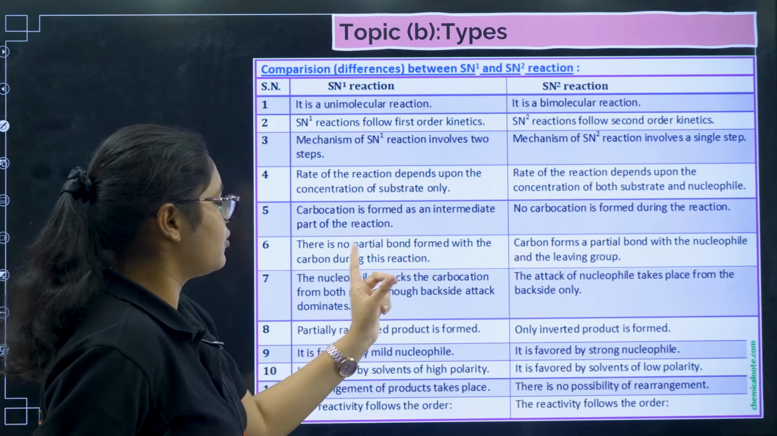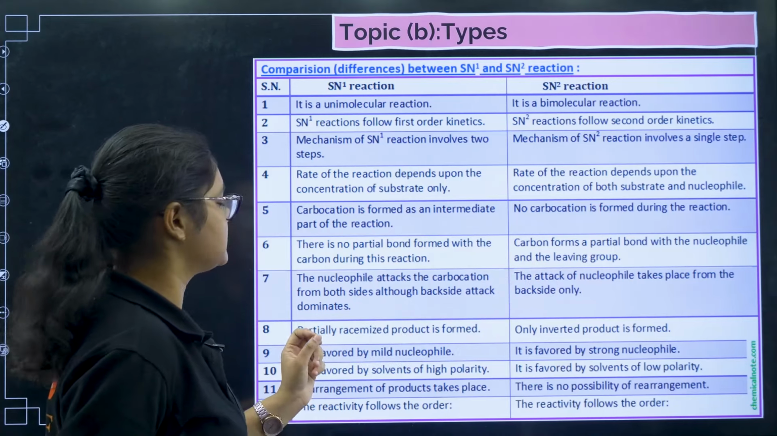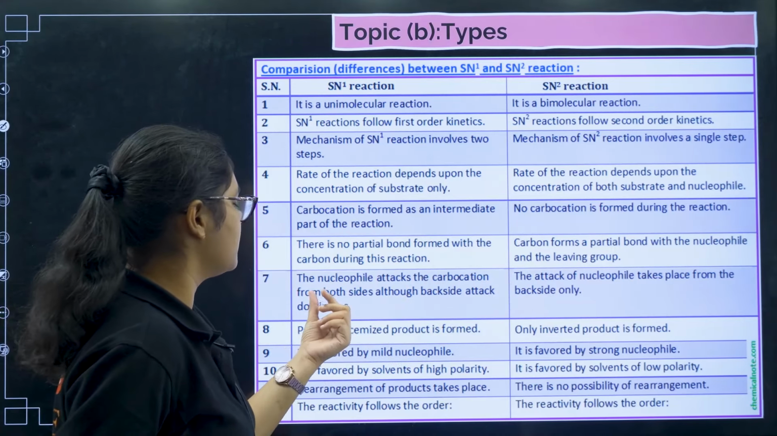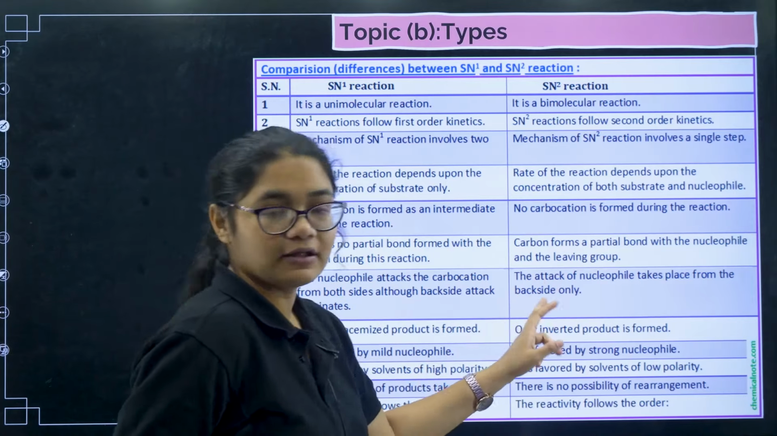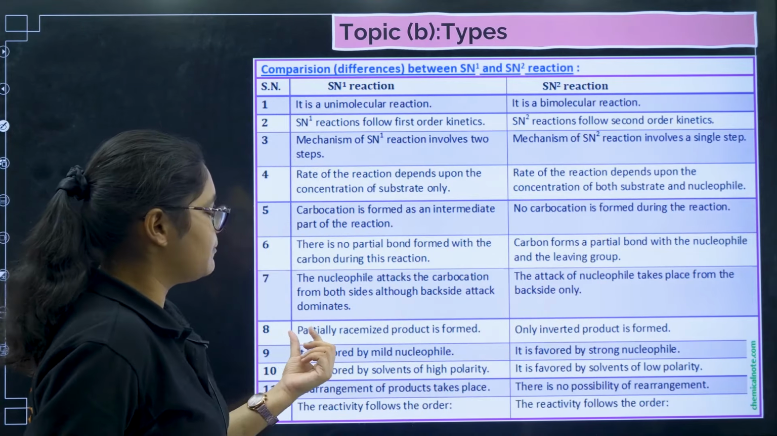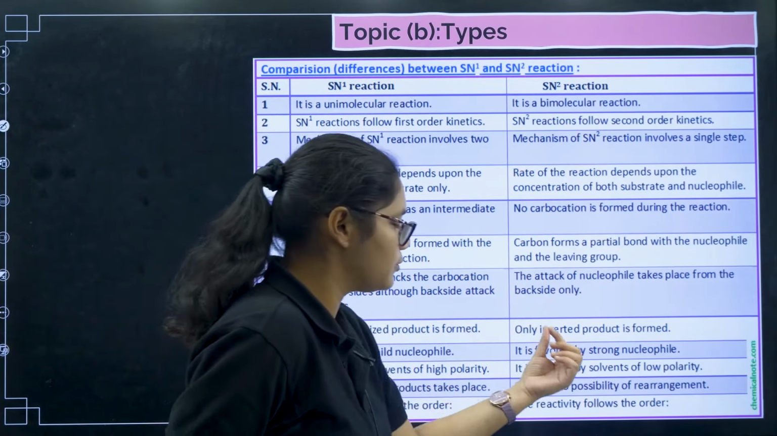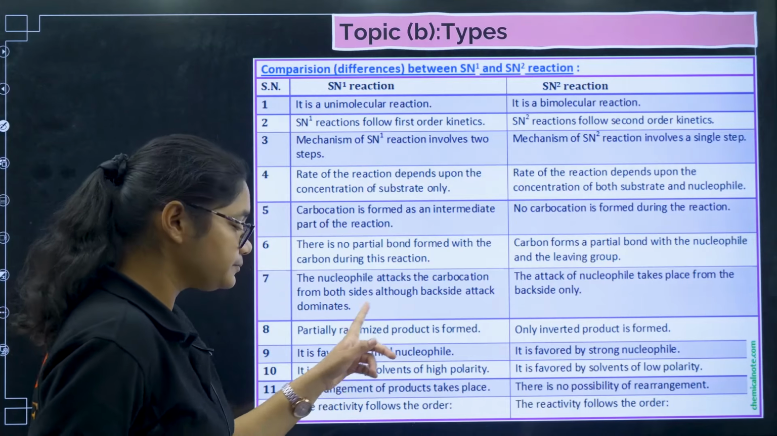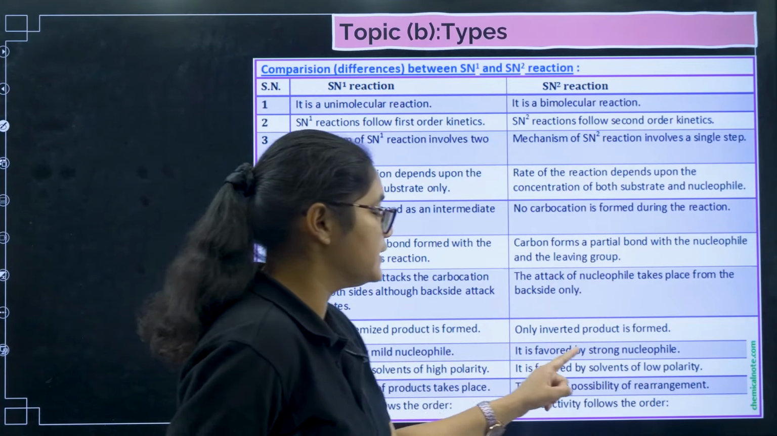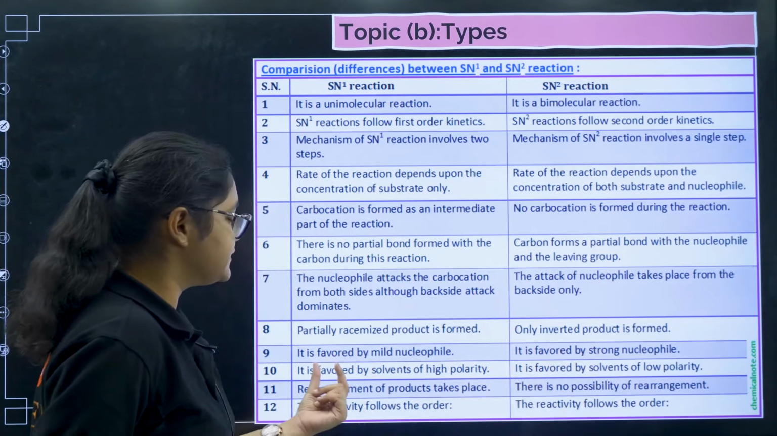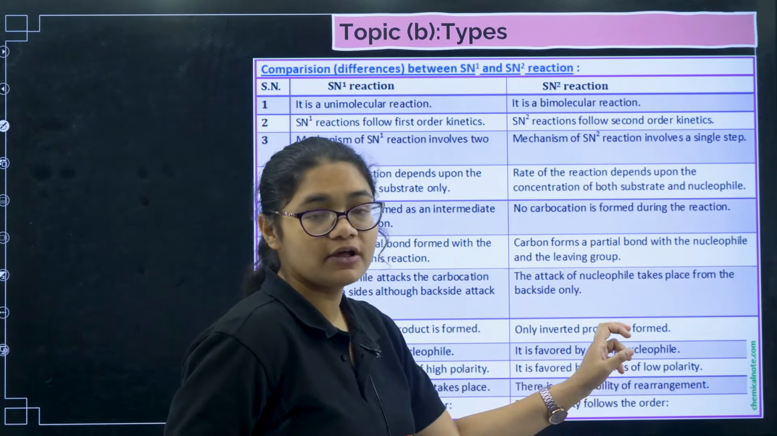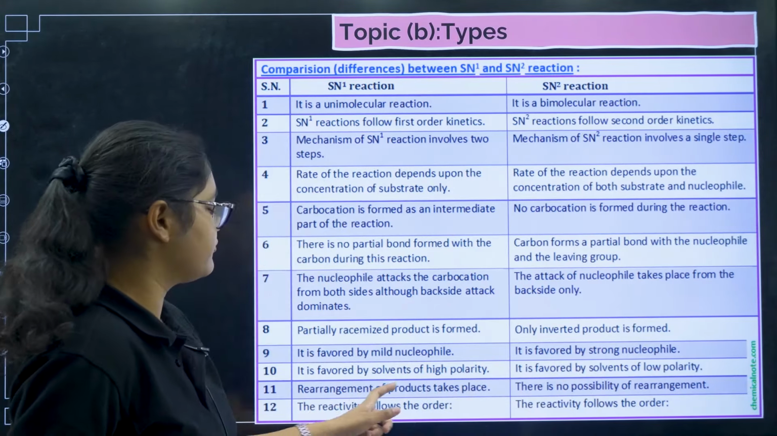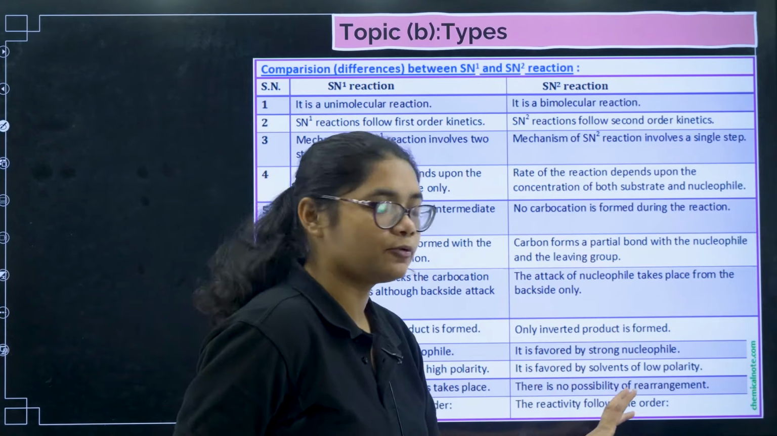In SN1 there is no partial bond formation. In SN2 there is partial bond formation. In SN1 the nucleophile attacks from both sides, although backside attack dominates. In SN2 it always attacks only from the backside. In SN1 a partially racemized product is formed. In SN2 only the inverted product will be formed. SN1 takes a mild nucleophile, and SN2 a strong nucleophile. SN1 is favored by solvents of high polarity, and SN2 by solvents of low polarity. In SN1 rearrangement of products takes place, and in SN2 there is no rearrangement.